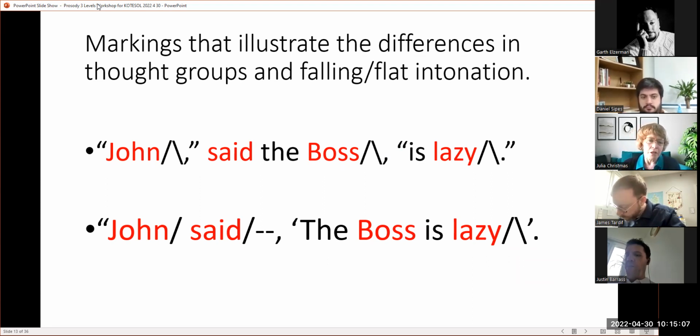So John said the boss is lazy, and there is a nice stop there. John said the boss is lazy. There's a tiny, tiny stop between John and said, technically. So I decided to put a thought group there. My students, I'll show how you get your students to get this. But this is an illustration of the marking that I will introduce to you in just a moment.